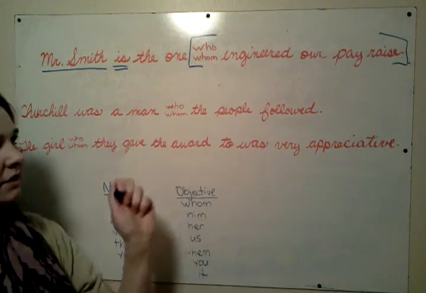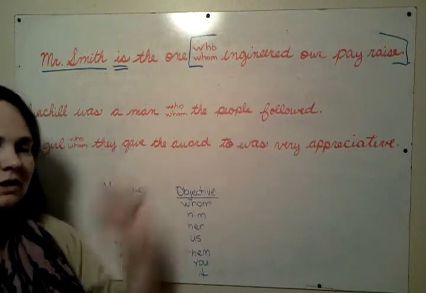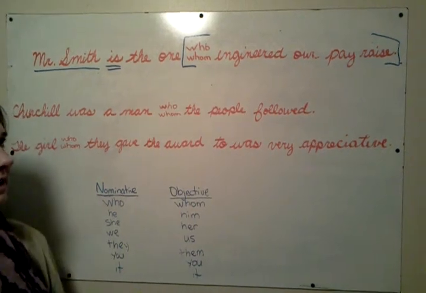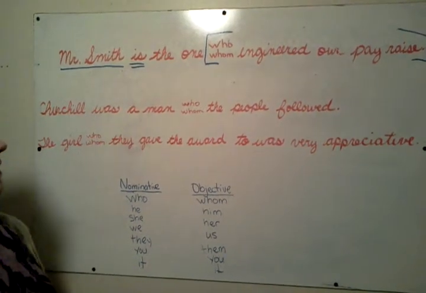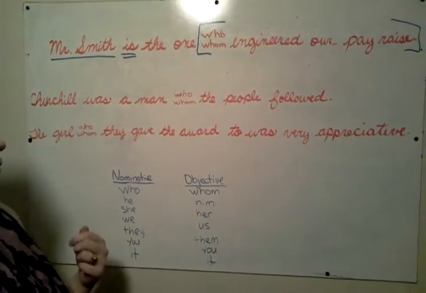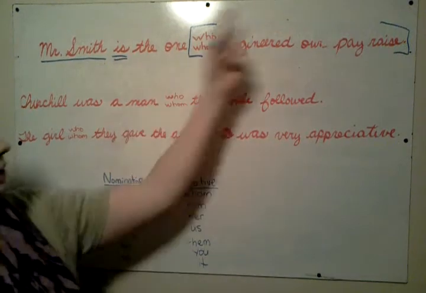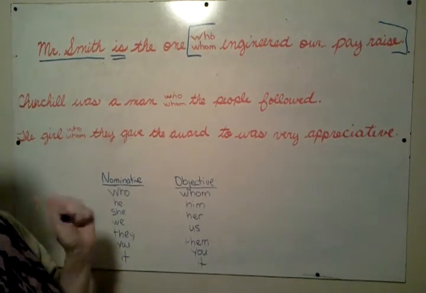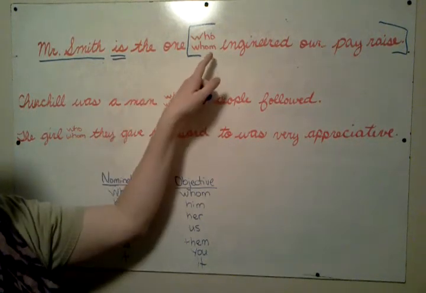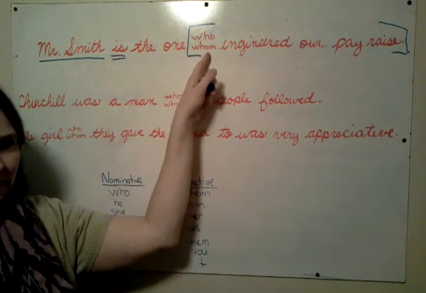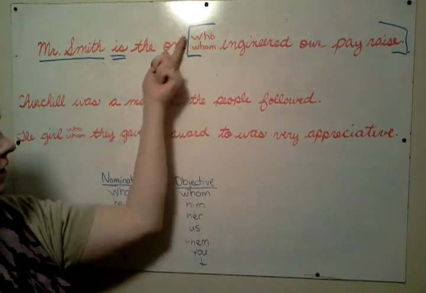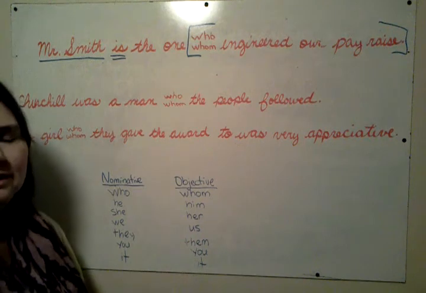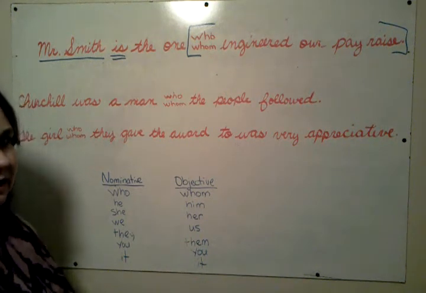Now a clause is a part of a sentence. It's going to have its own subject and its own verb, but it cannot stand alone as a sentence by itself. So, we are just going to work with the clause. And what we need to do is, we need to find out what job this is doing in the sentence. If we want to find out if we're going to use who or whom, well, that depends on what job it's doing in the sentence.